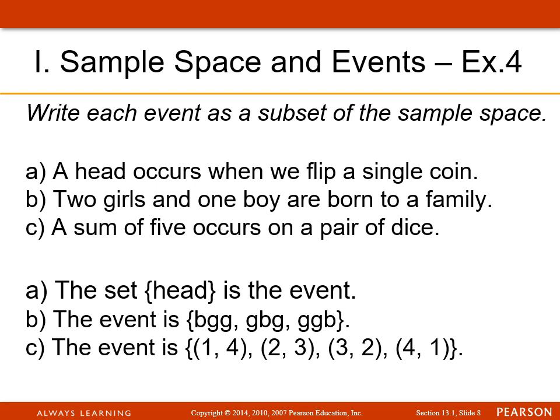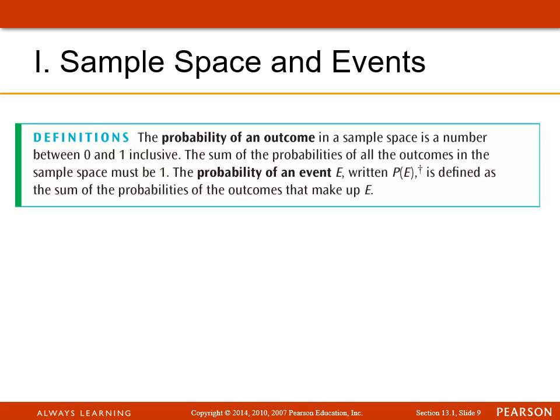So here's another definition. The probability of an outcome in a sample space is a number between 0 and 1 inclusive. So if there's nothing in there, of course we can get 0. Like if I was trying to get a sum of 13 on the dice, that does not ever add up to 13, so you'd have 0 possibilities. Or it could be the whole entire group, right? And that would equal 1. So if you had 36 out of 36, that would total to 1. So that's what that means by inclusive.